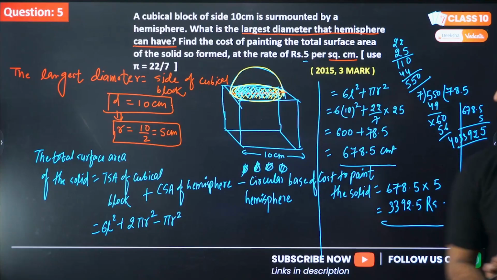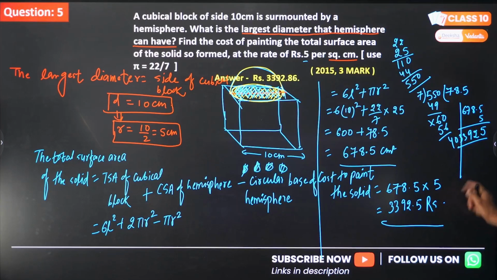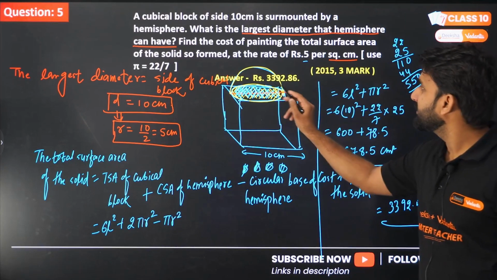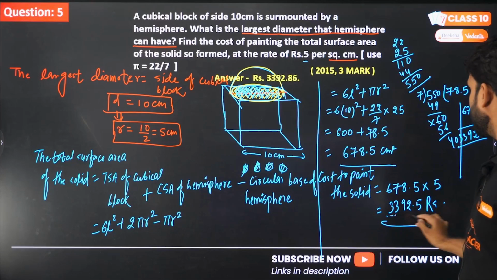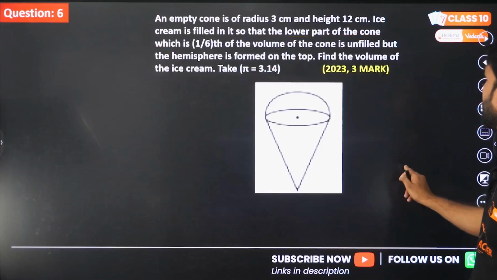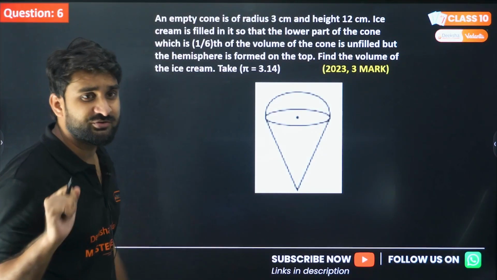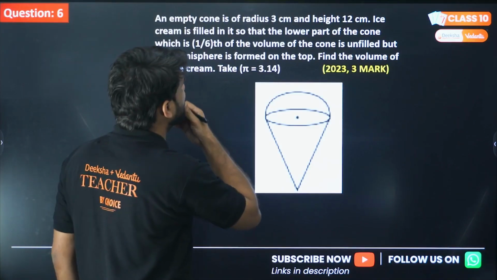If you want to take the screenshot, take it fast so that we can move forward to the next question. Question number 6. Now, look at the question. The answer is approximately 3392.5. So the next question, number 6, is: an empty cone is of radius 3 cm.